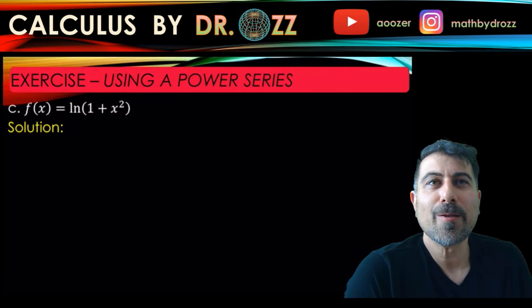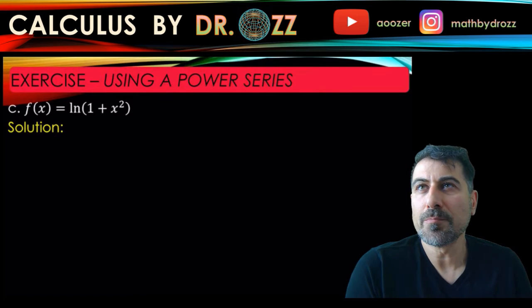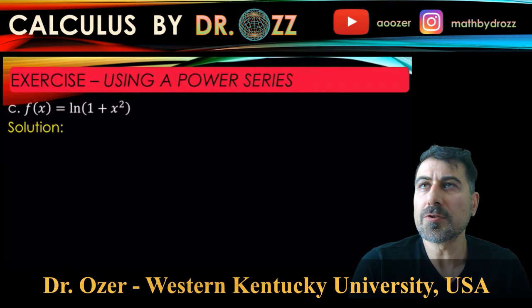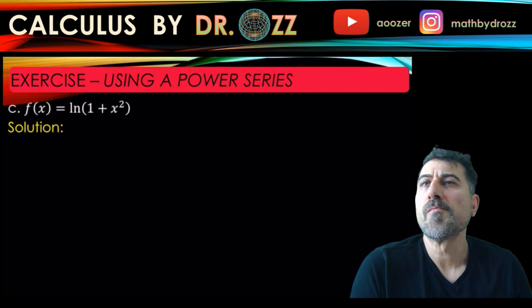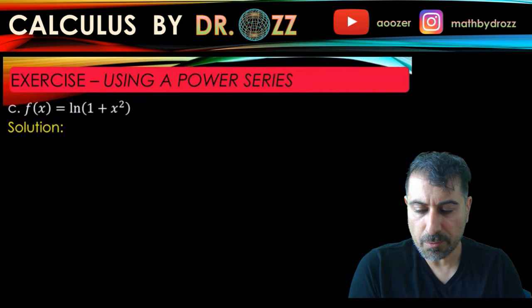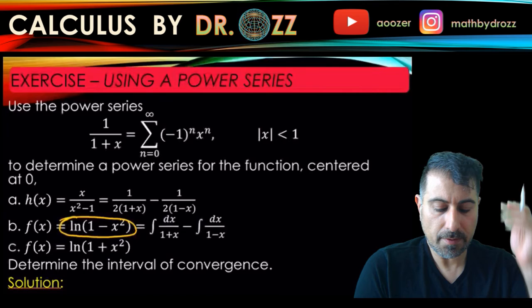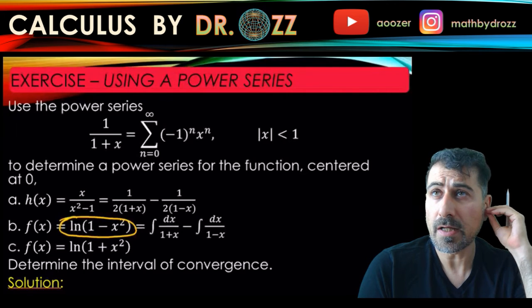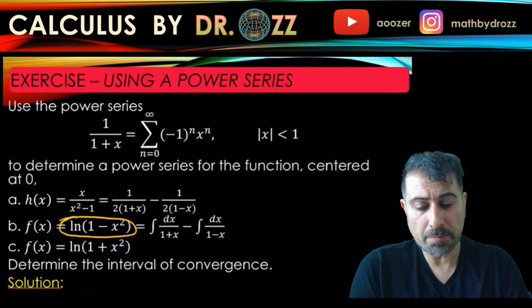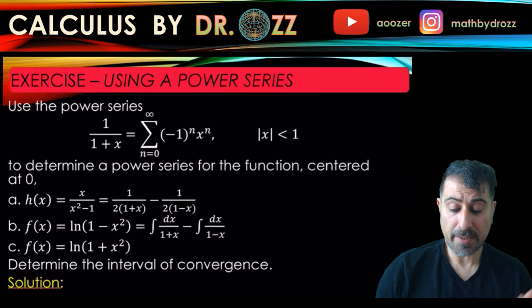All right, let's look at part C. This is a little bit more non-trivial problem. In the previous part, we were given exactly what the ln 1 minus x squared corresponds to, but in this problem, we're not given anything.